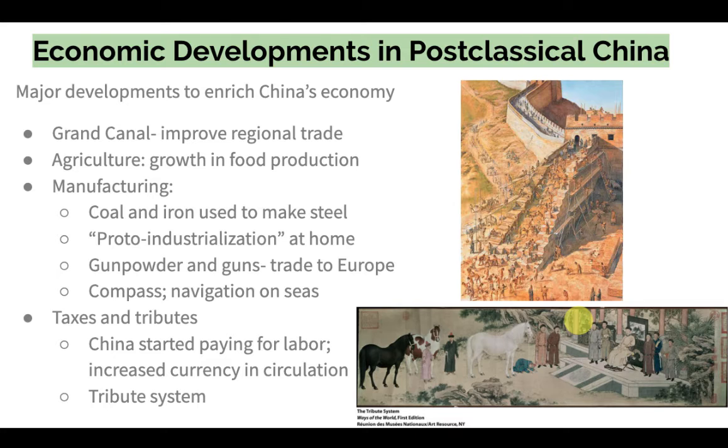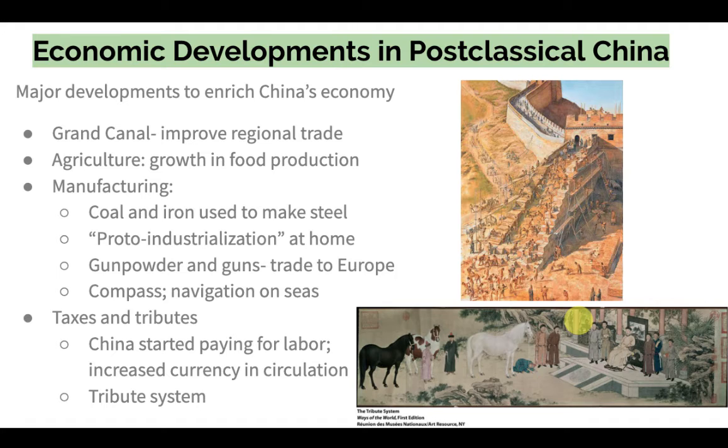During the Song dynasty, this policy was changed so that workers were paid. They could then take this money home to buy goods, and the increasing purchases stimulated the economy. This growth made China's goods attractive to other countries like Japan, and China developed the tribute system to demonstrate its superiority.